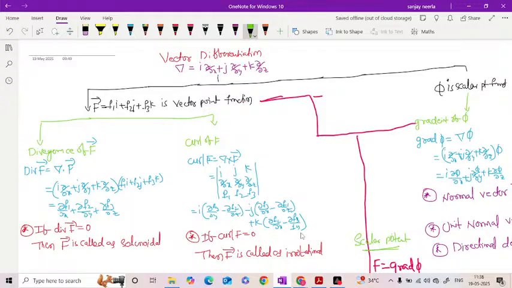In the first class we will introduce the line integral, second class double integral, and third class the volume integral, fourth class Green's theorem, fifth class Stokes theorem, and in the last class Gauss divergence theorem. Okay, so that is the coming plan.